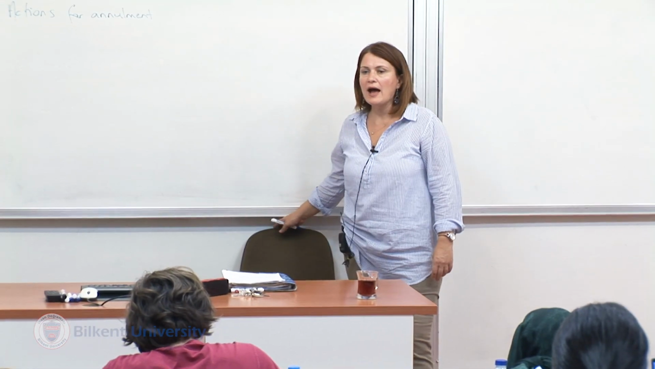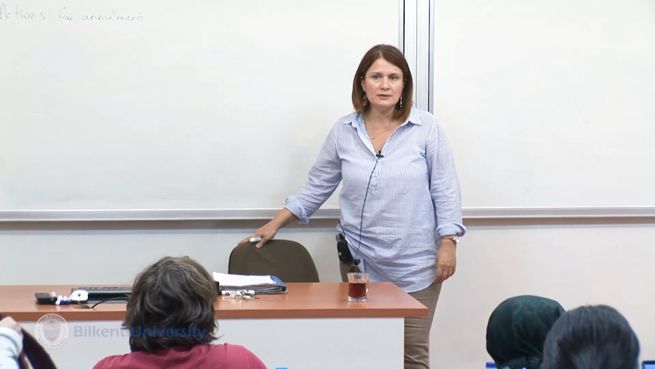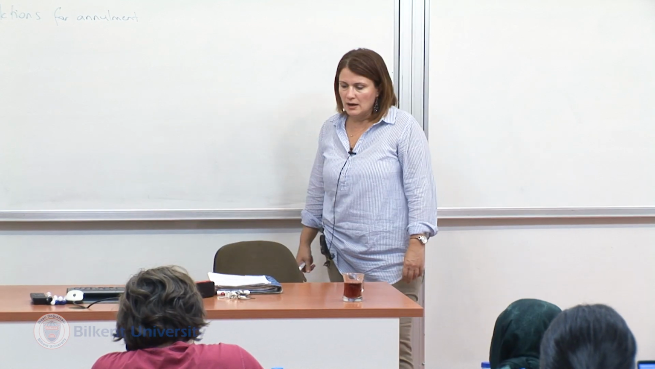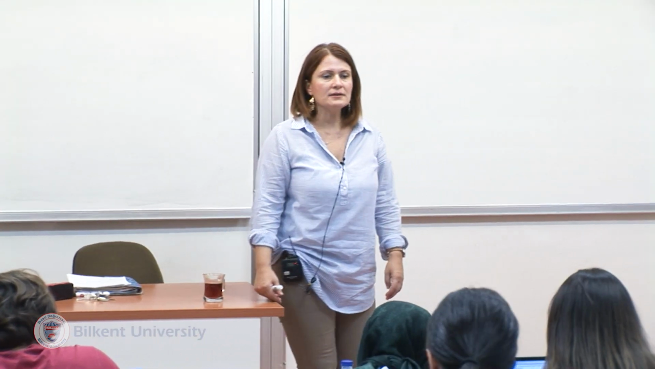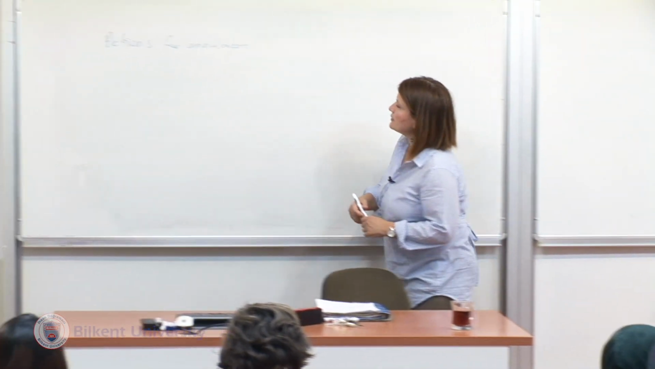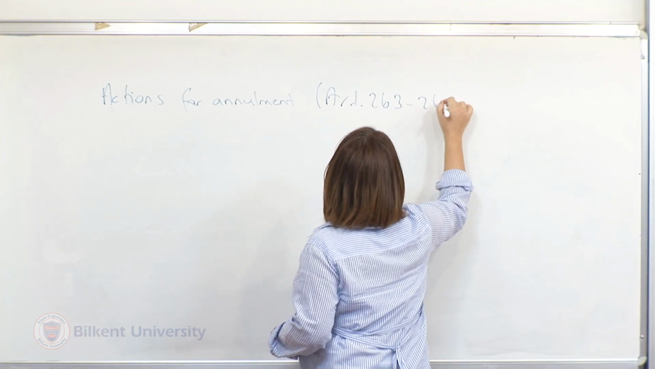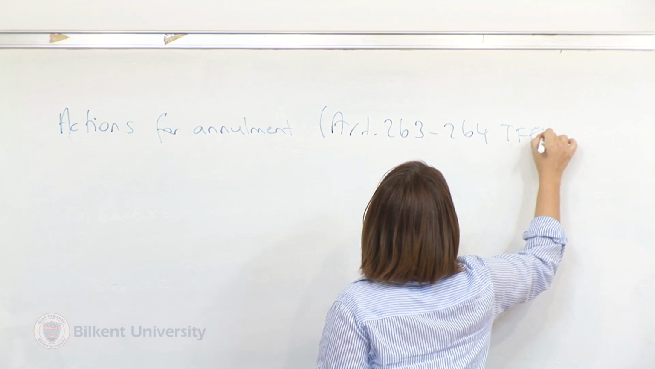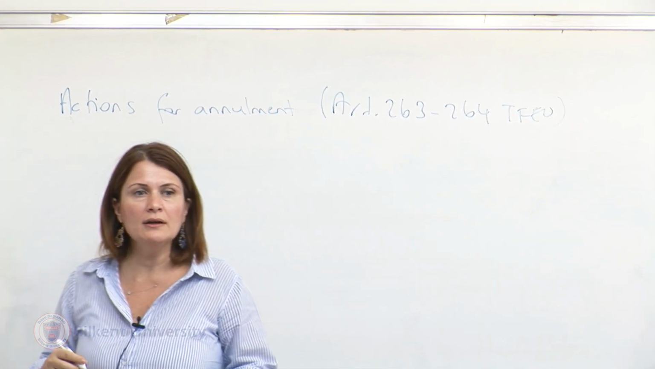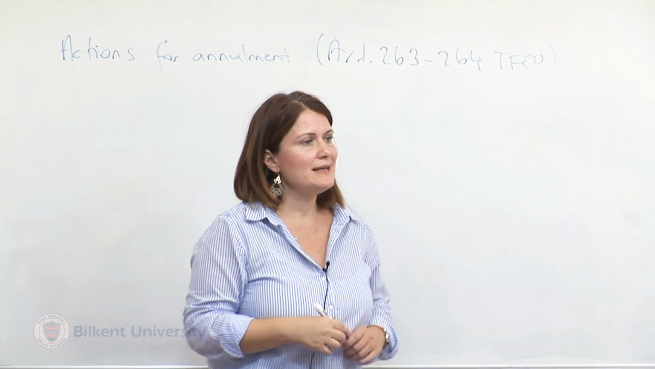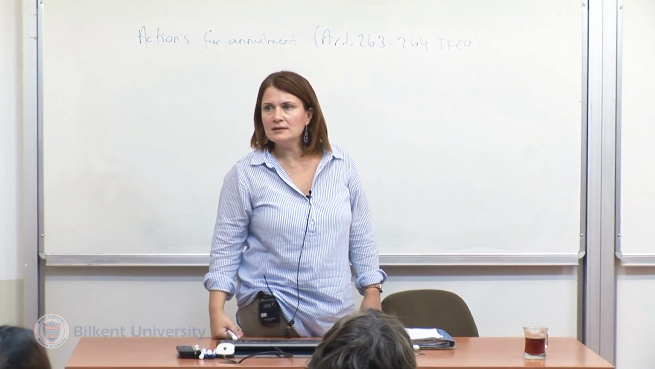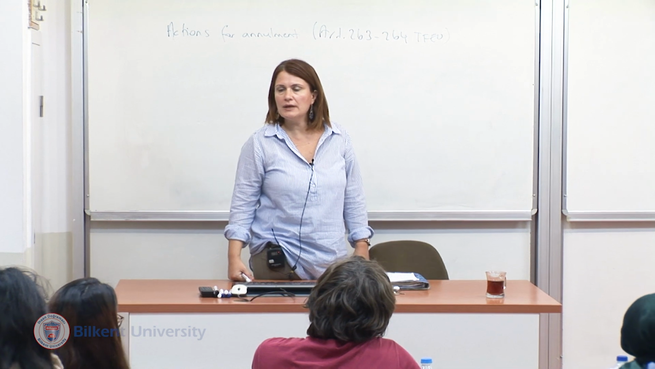There must exist an act to be annulled, right? The acts which can be subject to this type of action are listed in the founding treaties. This type of action is provided under Articles 263 and 264 of the Treaty on the Functioning of the European Union, and the provisions list the types of acts which are subject to the actions for annulment.